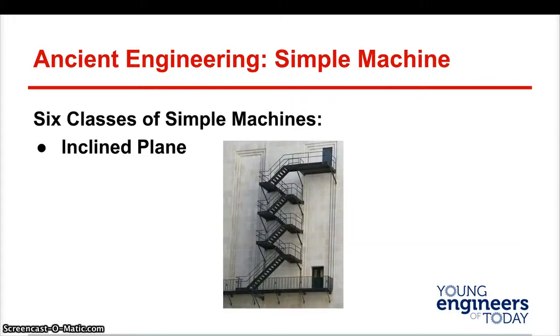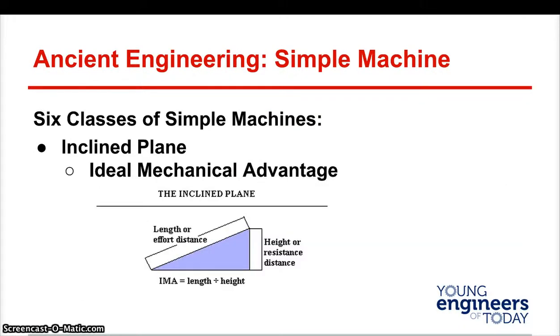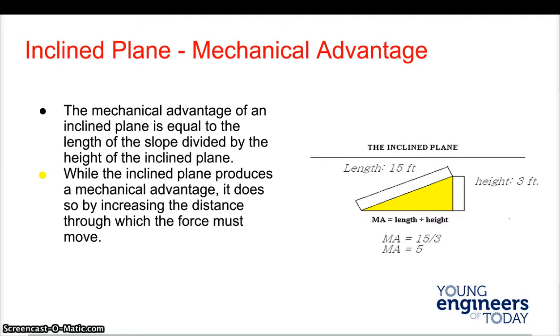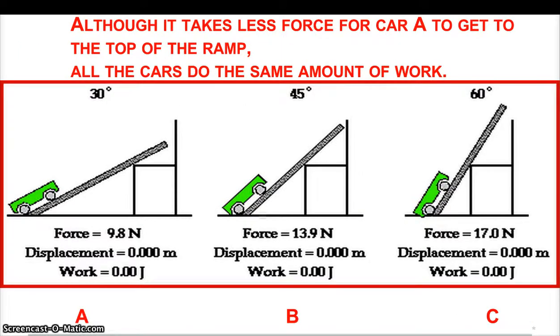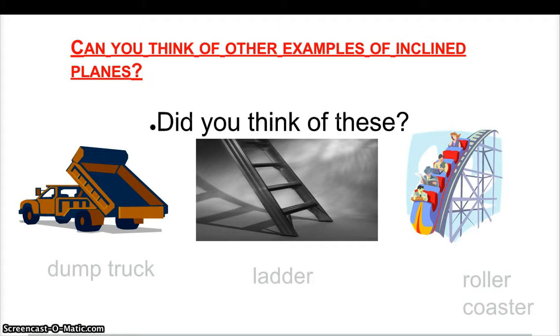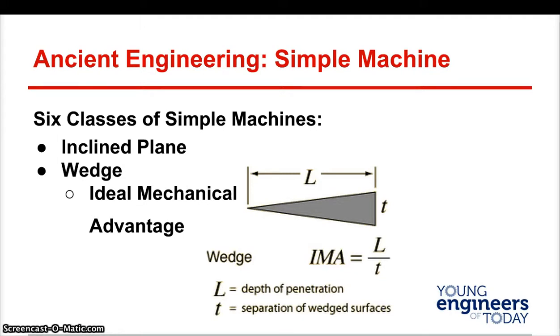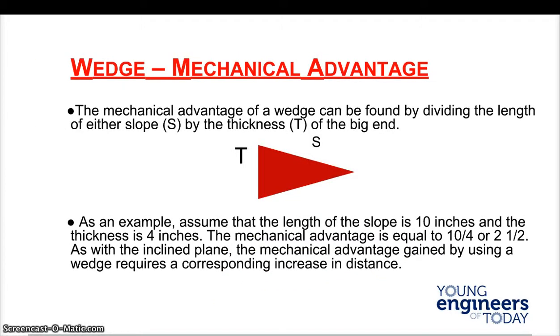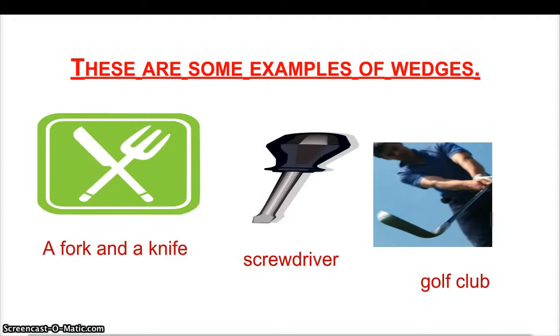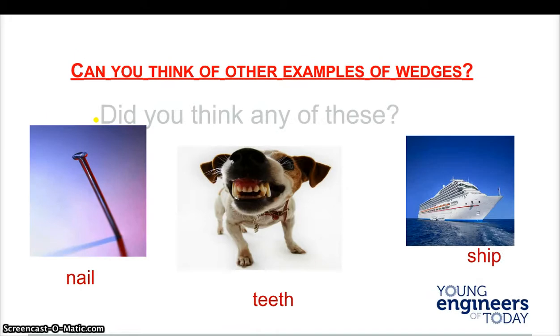Okay. Now, we went over the inclined plane last class, which we know has an ideal mechanical advantage of the length divided by the height. Here are some examples. Here are some more examples that we typically don't think of. Then we went into the wedge last class. Here is the ideal mechanical advantage, and you're looking at the length versus the thickness. Here are some examples: fork and knife, screwdriver, golf club. Here are some others that we typically don't think of, such as nail, teeth, ship.